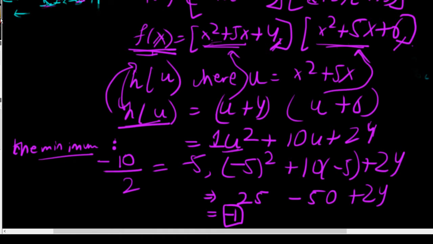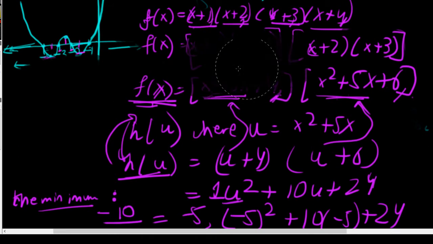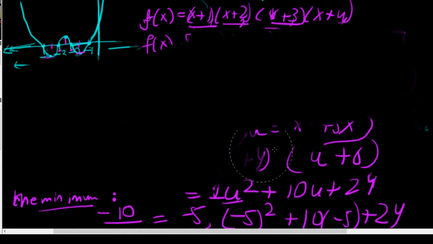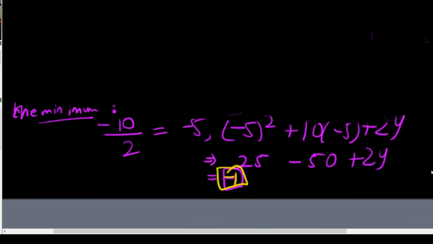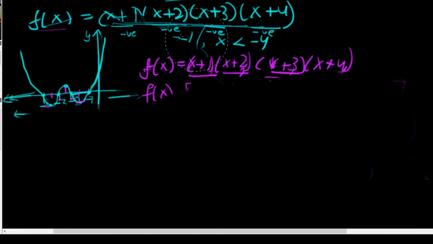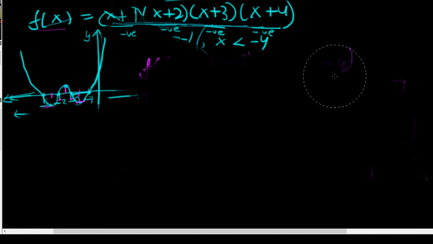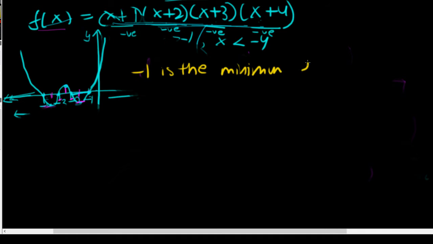So, tada, got the answer, yay. So let me just erase it. I hope you got the working because I'm erasing it now. So minus 1 is the minimum of f of x.